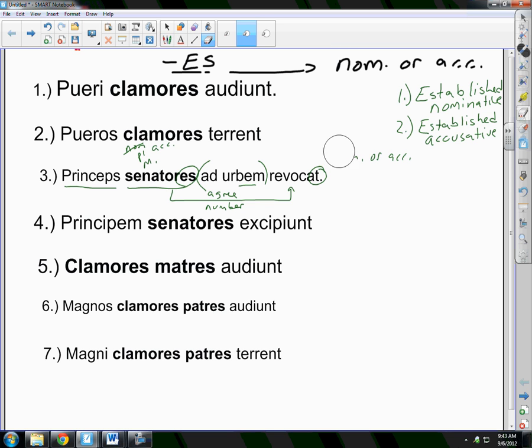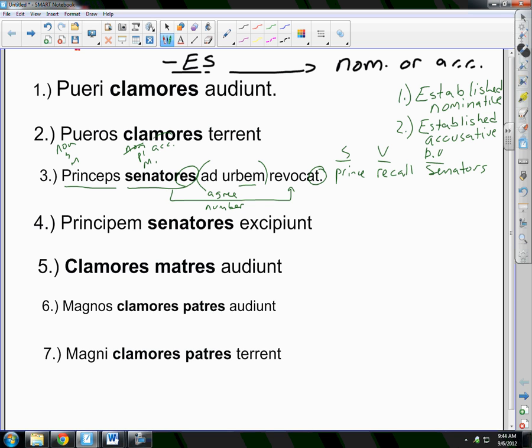So when I translate this sentence, I look up princeps. I find out that it's nominative, singular, masculine, a third declension word. So I have the subject is the emperor, or we'll say prince. The verb is revocat, calls back or recalls. And the direct object is senators. It is accusative because if it were nominative, it wouldn't agree with revocat. I have the prince or the emperor recalls the senators, and then the adverb is to the city.